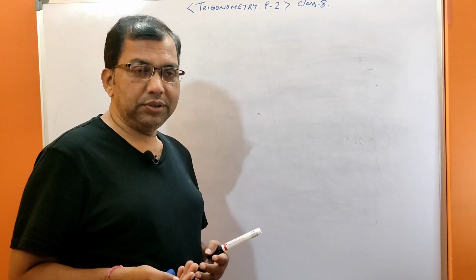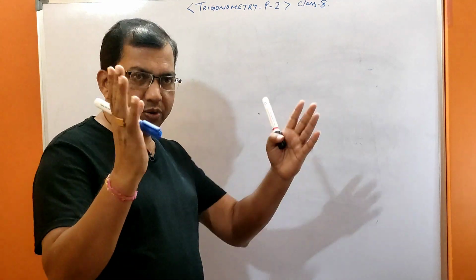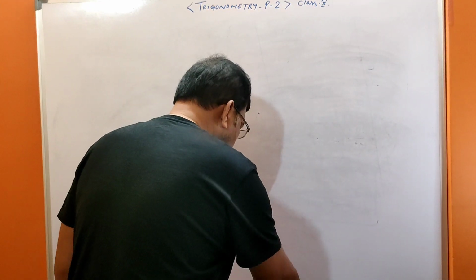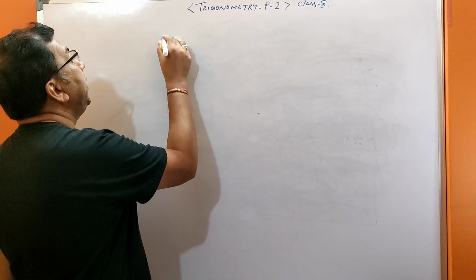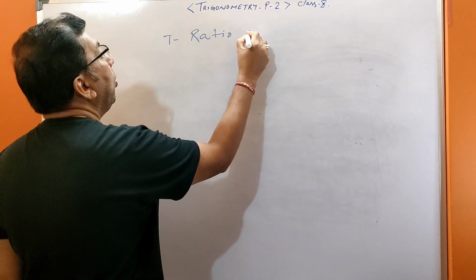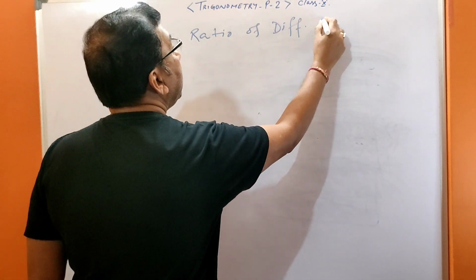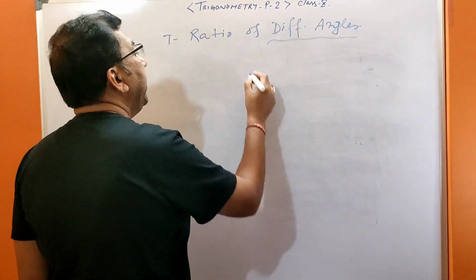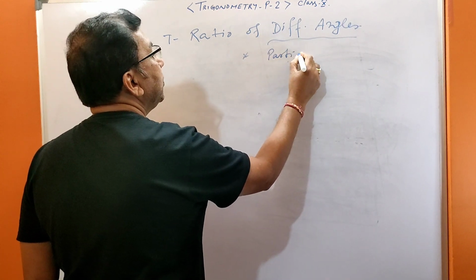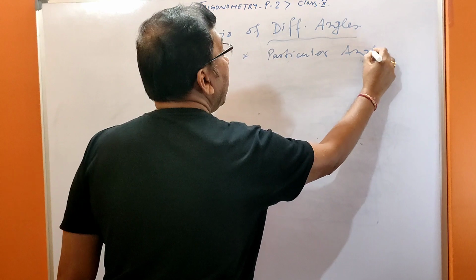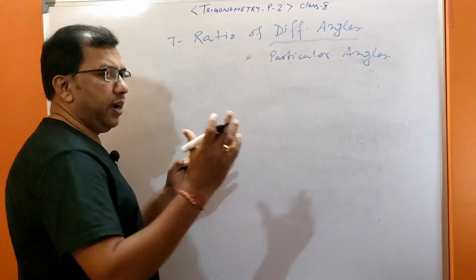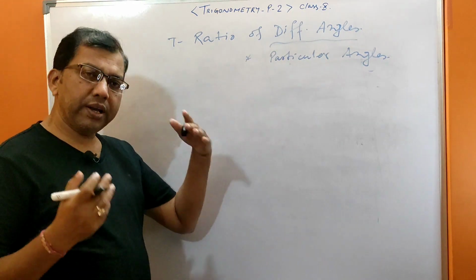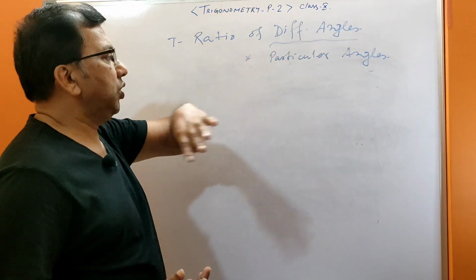If some angle between 0 and 90, like 15 degree or 20 degree, is asked, how will you find it? Other than the fixed particular angles, suppose you have to find the value of 15 degree. T ratio of different angles first, then particular angles. For any angle, 15, 20, 29, 17 degree, whatever it is, you have to find it without using the particular angles.